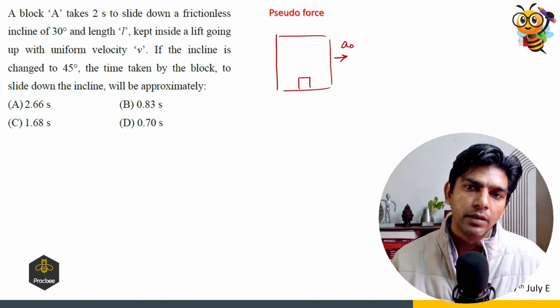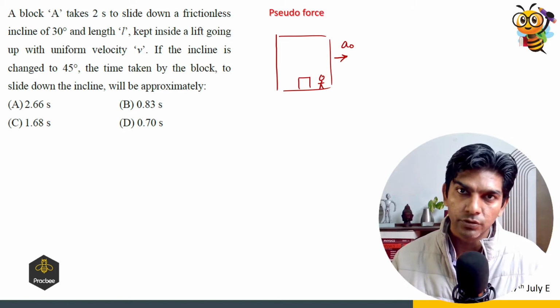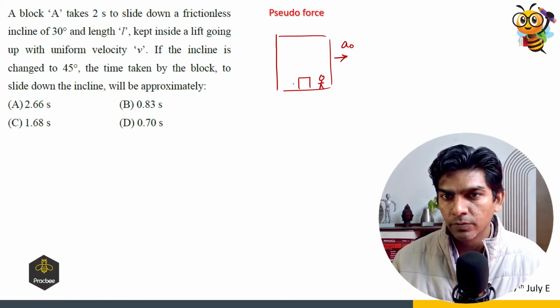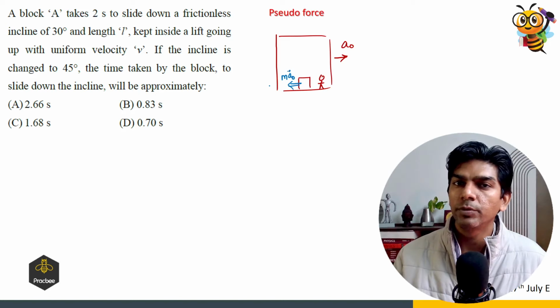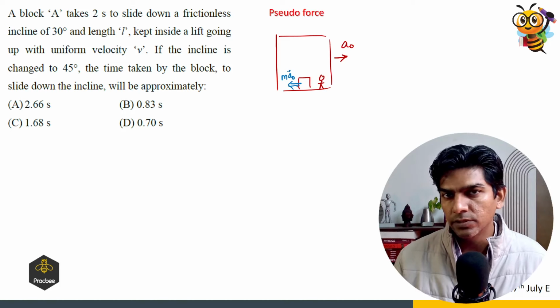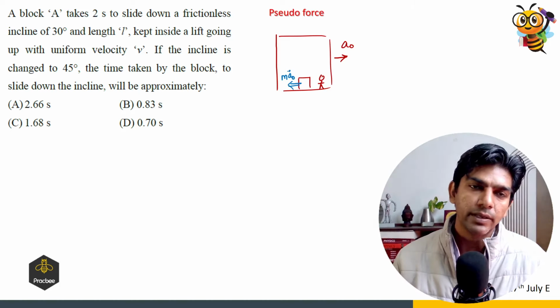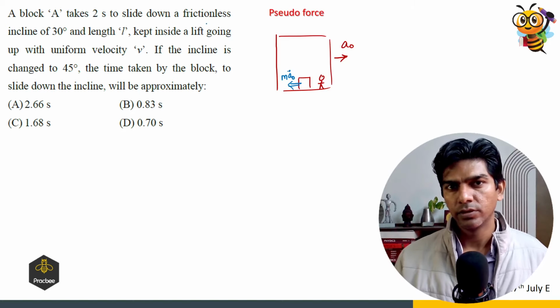a naught. And if I want to study the motion of this block with respect to this cabin, which is accelerating, which is a non-inertial frame, then I have to exert a pseudo force which is mass times the acceleration of the frame, and its direction will be opposite to the acceleration. So this force we have to exert, and when we exert this force, we'll be able to apply Newton's laws. Otherwise we cannot apply.